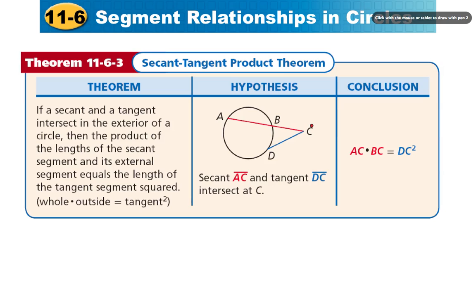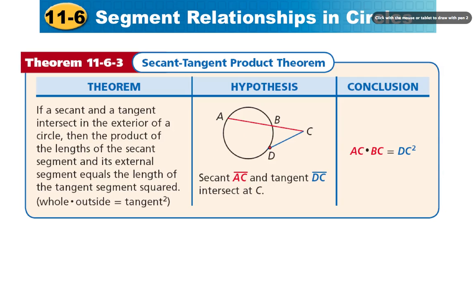Theorem 1163. This sounds wordy, but I'll summarize it in just a second. Let me read it. It says, if a secant and a tangent intersect in the exterior of a circle, this is your secant, this is your tangent, this is where they intersect, then the product of the lengths of the secant segment and its external segment equals the length of the tangent segment squared.